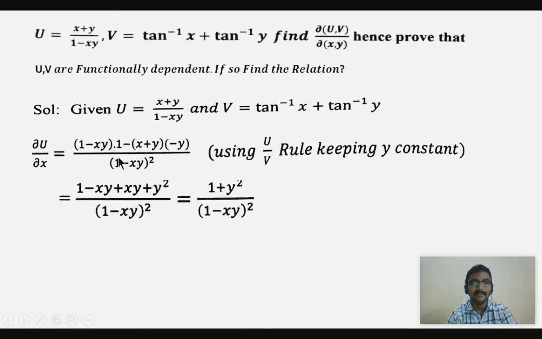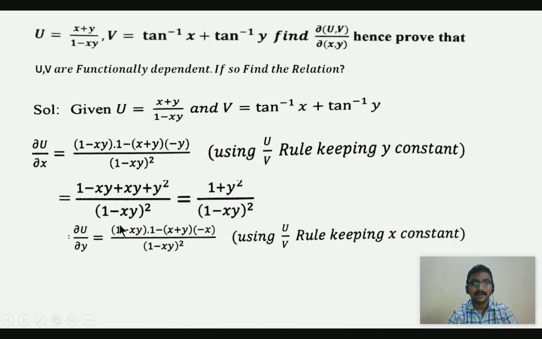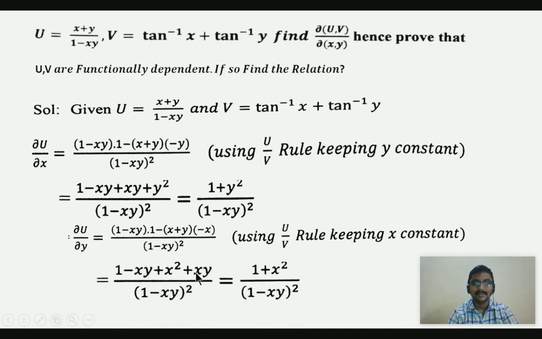Now on simplifying, 1 into 1 minus xy is 1 minus xy, minus y into minus is a plus, plus y into x plus y is xy plus y square. Negative xy and positive xy get cancelled, leaving 1 plus y square by (1 minus xy) whole square. It is the value of ∂u by ∂x. Similarly, ∂u by ∂y can be obtained by taking the partial derivative of u with respect to y, keeping x as constant. On simplifying, we will get 1 plus x square by (1 minus xy) whole square. These are the partial derivatives of u with respect to x and y.